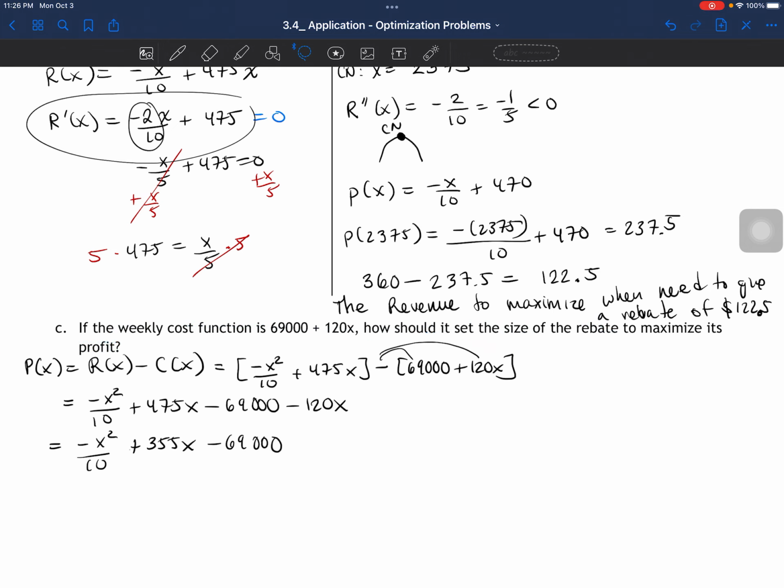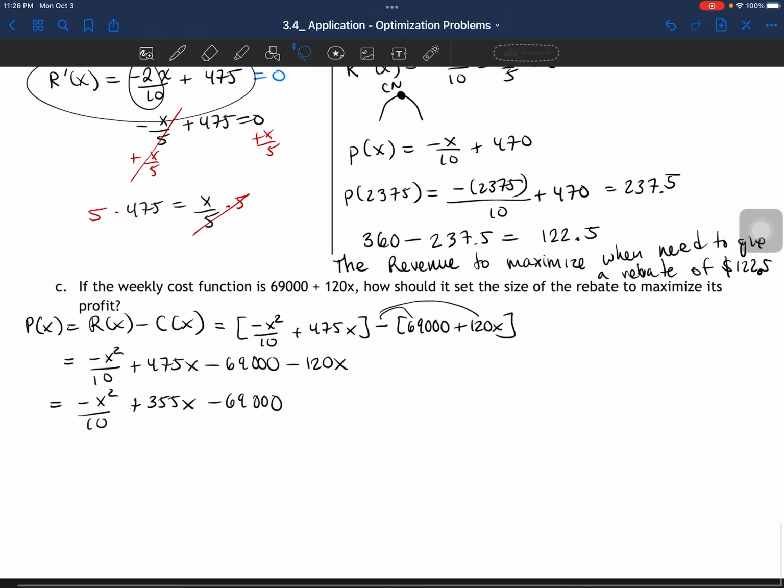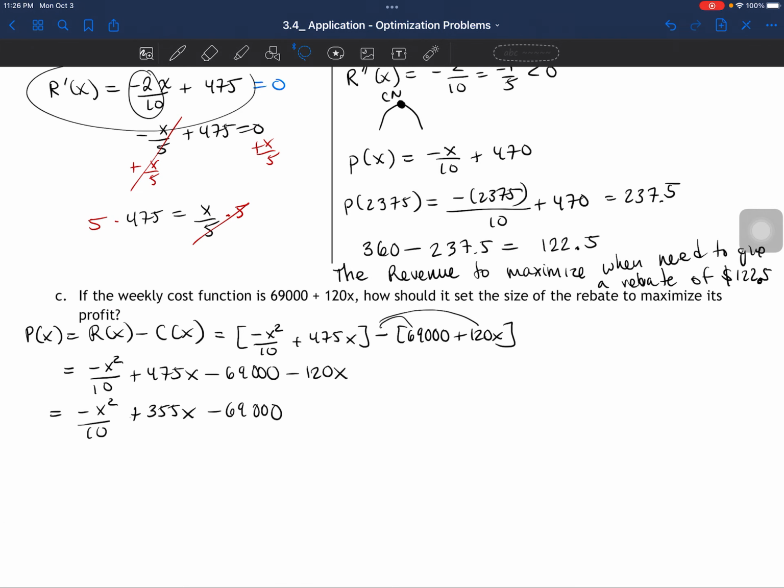And then maybe I'm gonna move this a little bit to the right, to get a little more space later on. And so this is what we're trying to maximize. We just found the equation. Now let's find the critical number and make sure we optimize it.